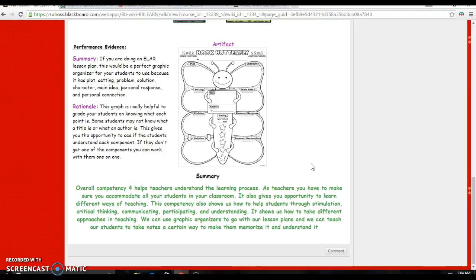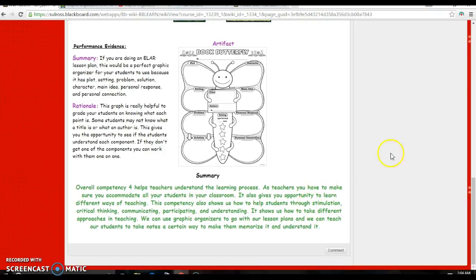Some students may not know what a title is or what the author is. This gives you an opportunity to see and understand what students understand from it. Some students might not get it, which you might have to go over again until they get it. So this gives you the chance to grade them on each component.